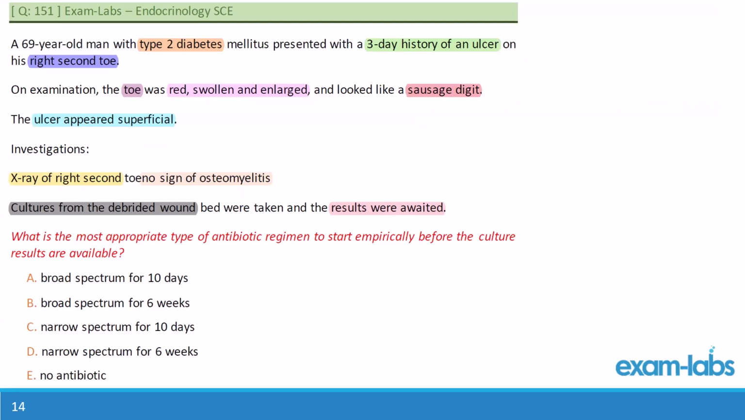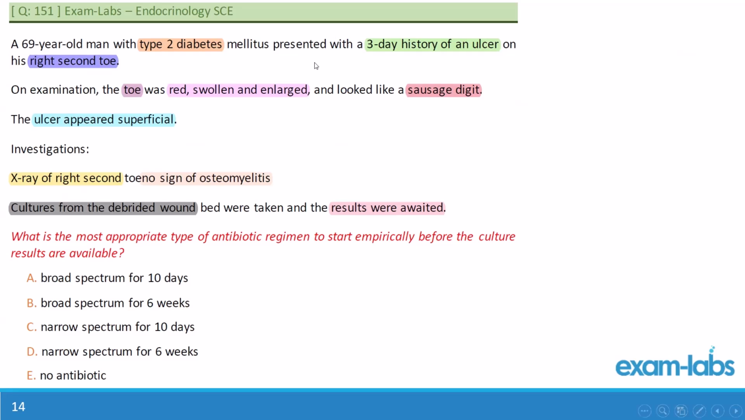Another question from the exam, and this is a type 2 diabetes mellitus patient presenting with a 3-day history of an ulcer of the right second toe. On examination, the toe was red, swollen, and enlarged, looking like a sausage digit. The ulcer appeared superficial, so this is inflammation. X-ray of the right second toe shows no sign of osteomyelitis. Culture from the debrided wound bed was taken and results are awaited. What is the most appropriate antibiotic regimen to start empirically before the culture results are available?